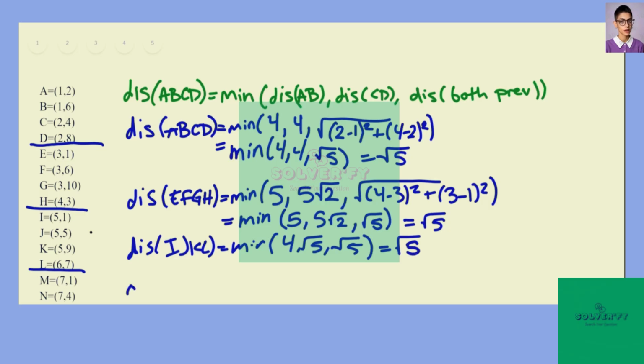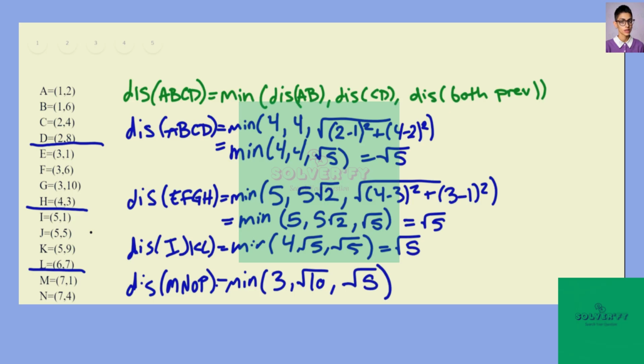And then the last one, MNOP, that's going to be the minimum. So the distance between M and N was 3. Between O and P was square root of 10. And then we'll take points N and P. So we'll take the square root of 8 minus 7 squared plus 6 minus 4 squared gives us the square root of 5. And so again, our minimum is the square root of 5.